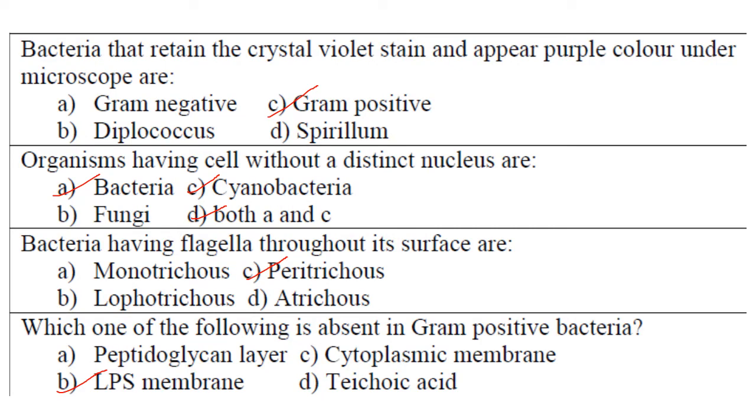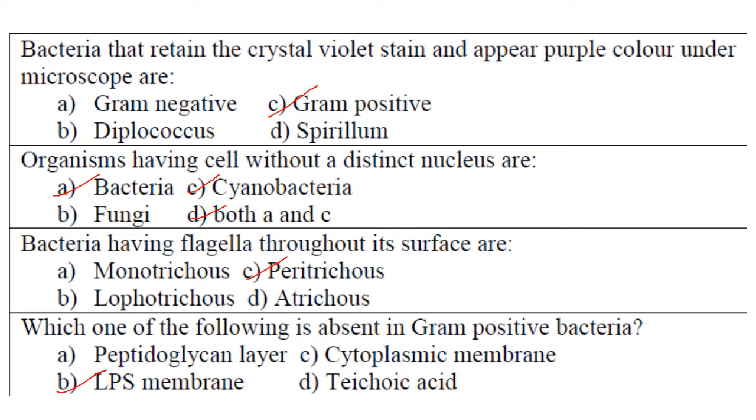So coming to the first question. Bacteria that retain the crystal violet stain appear purple color under microscope are. So they are gram-positive bacteria and they stain violet due to the presence of thick layer of peptidoglycan in their cell wall, and this will retain the crystal violet stain. So the answer is option C, that is gram positive.